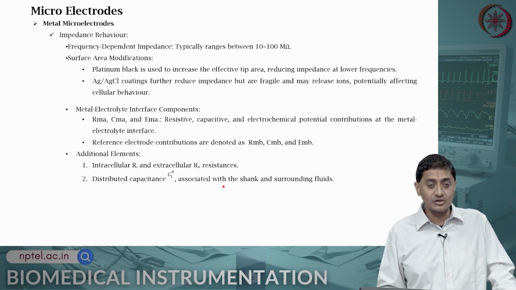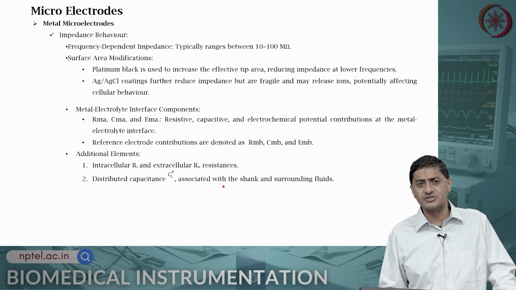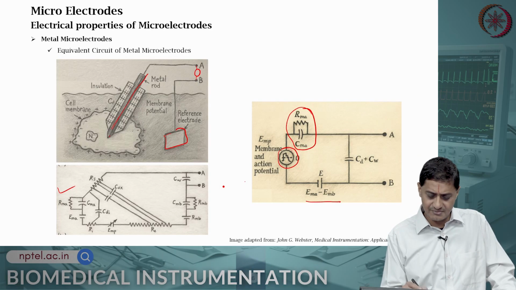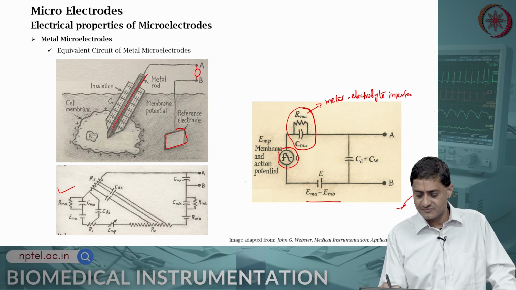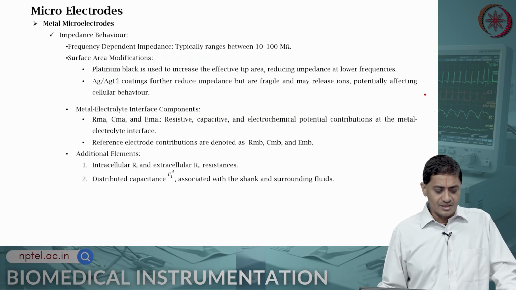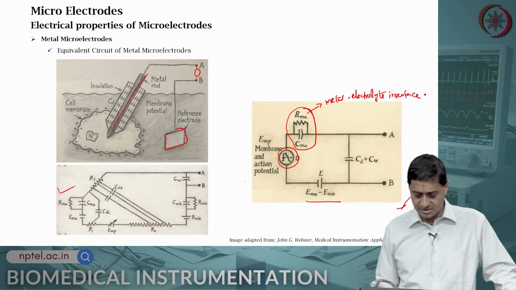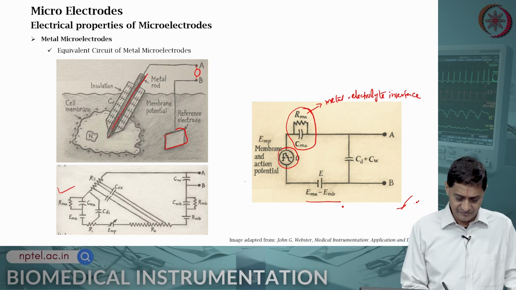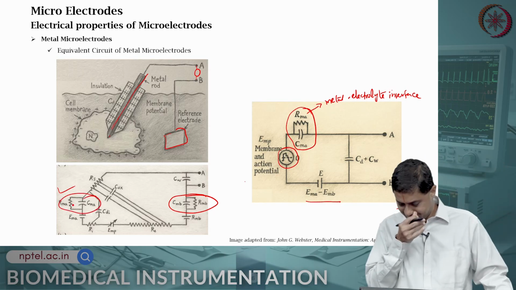The other is the metal electrolyte interface components, RMA, CMA and EMA. These are the resistive, capacitive and electrochemical potential contributions of the metal electrolyte interface. And then reference electrode contributions. These are noted here, RMB and CMB here, and RMA, CMA here, right.